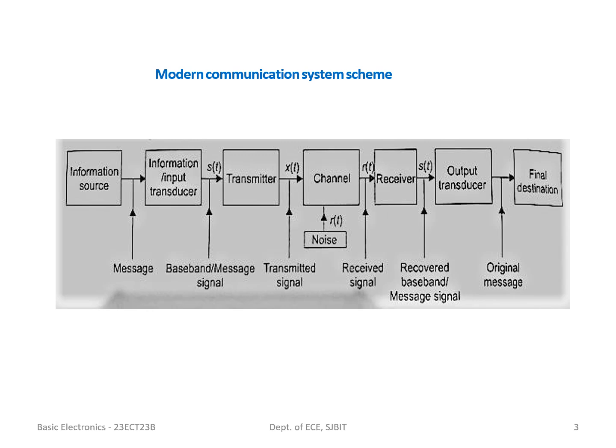This information source is fed into the input transducer. A transducer is a device which converts one form of energy into another form. Here the input transducer is going to convert the physical quantity into an electrical signal. So the input to the transducer is a message signal that will be converted into a signal which is called a baseband signal by the input transducer. Then this baseband signal is fed into the transmitter.